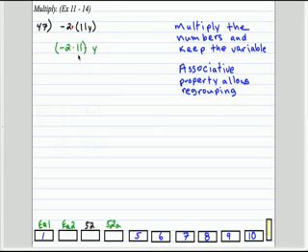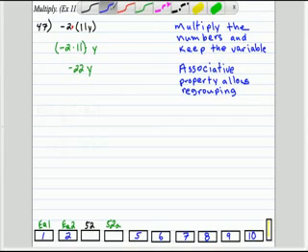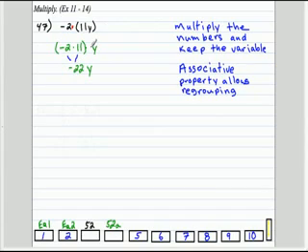And then what's -2 times 11? Well, that's going to be -22 times y. So the -2 times the 11 gives us our -22. Signs are different, so the answer is going to be negative, and our y just carries on. So think about just multiplying the coefficients together and keeping the variable.